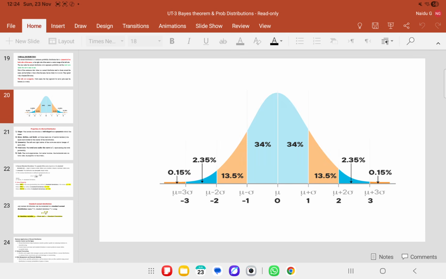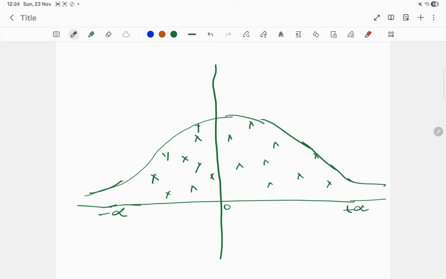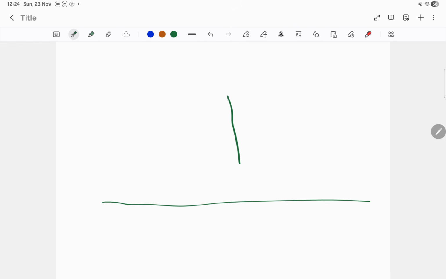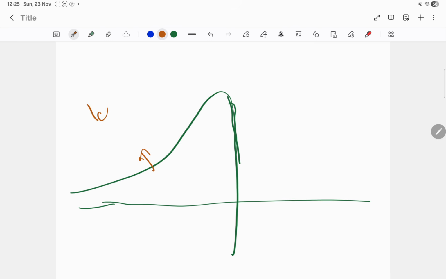Coming to the second one, this distribution is also called symmetrical. We call it symmetrical because whatever data you have, if you plot the data on the graphical sheet, this distribution divides the total area into two equal parts. All this left part is called the left tail, and all the right part we represent as the right tail.